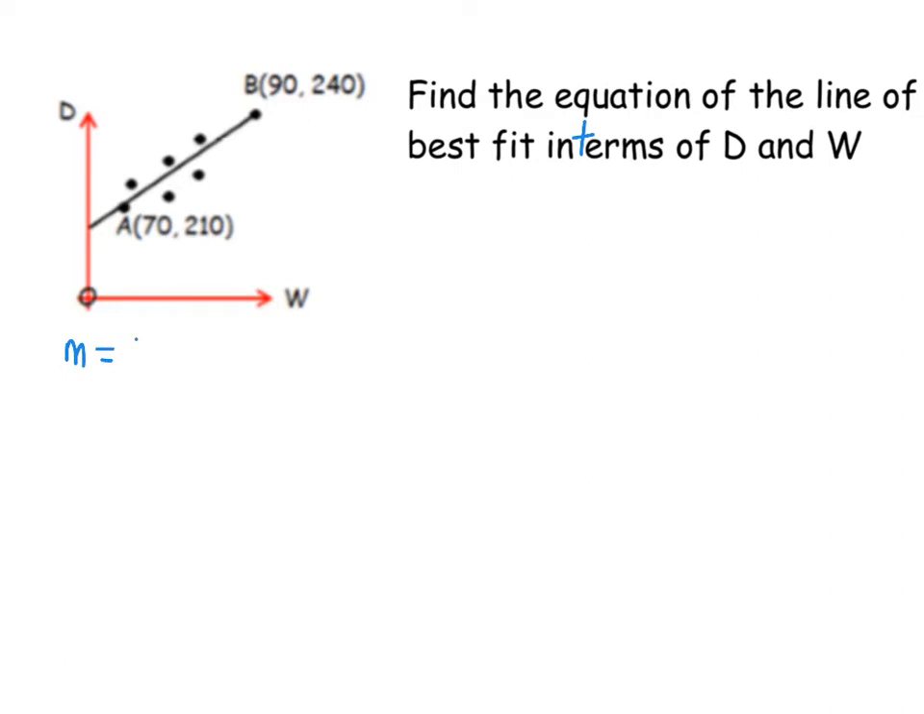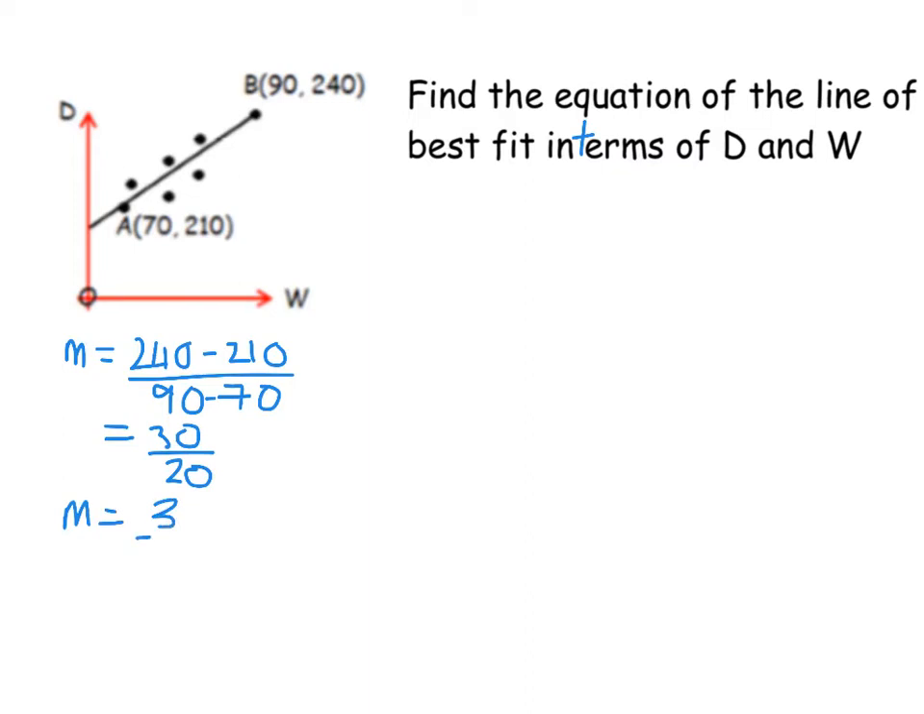Our gradient will be subtract the y's, 240 take away 210, all over 90 take away 70, which gives us 30 over 20, which simplifies down to 3 over 2. So our gradient is 3 over 2. My C value, I don't know my C value.